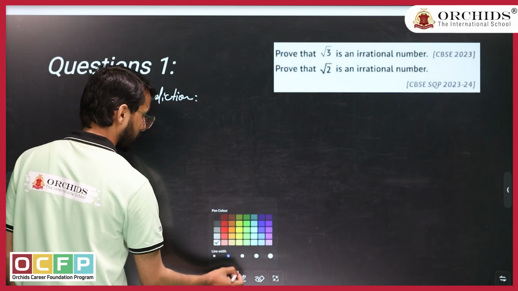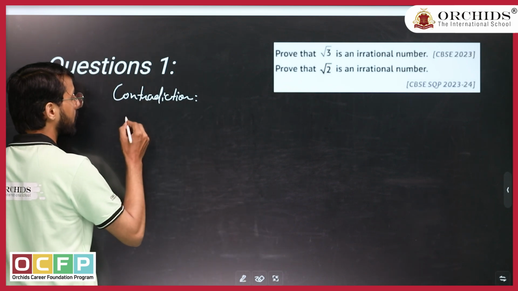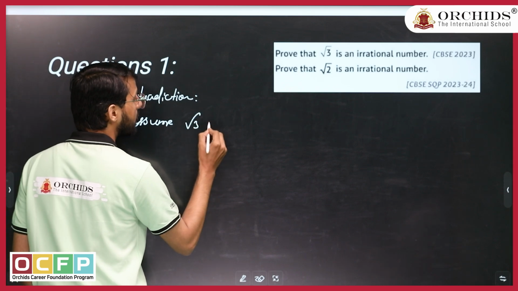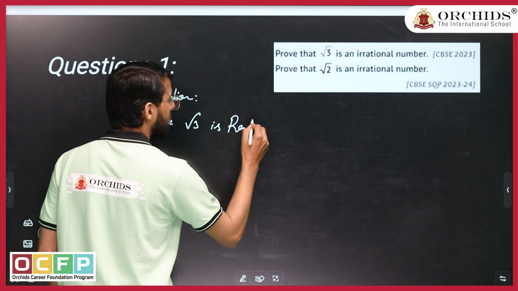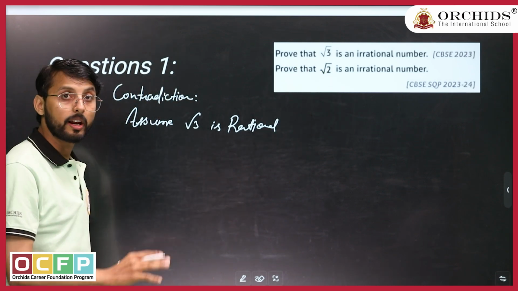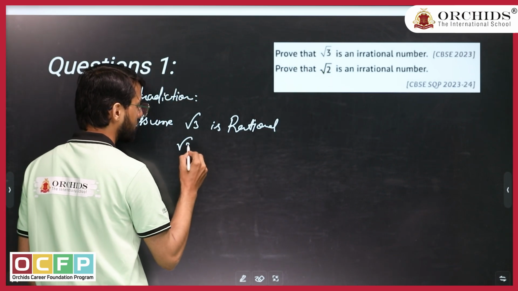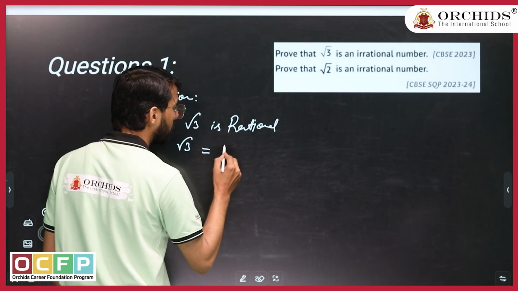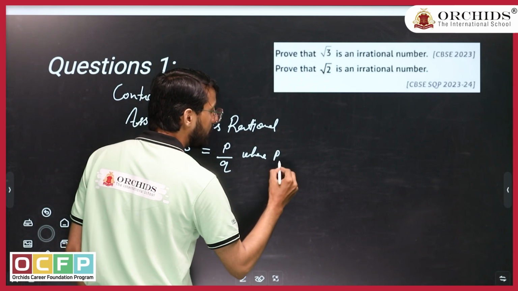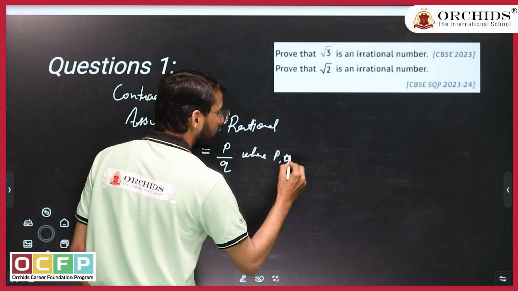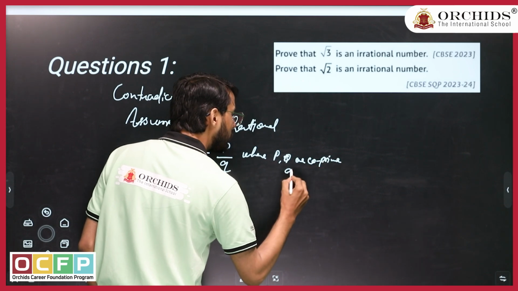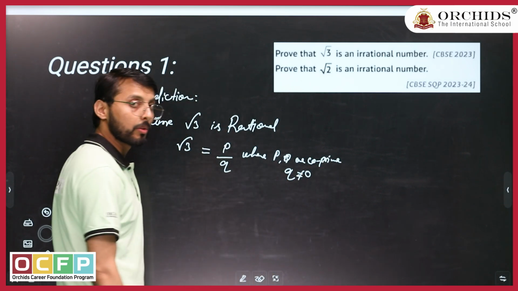So let's see. I assume that, given, root 3 is rational. They have given us irrational, I am assuming it as rational. And if something is rational, I can write it in the form of p by q, where p, q are co-prime and q should not be equal to 0.